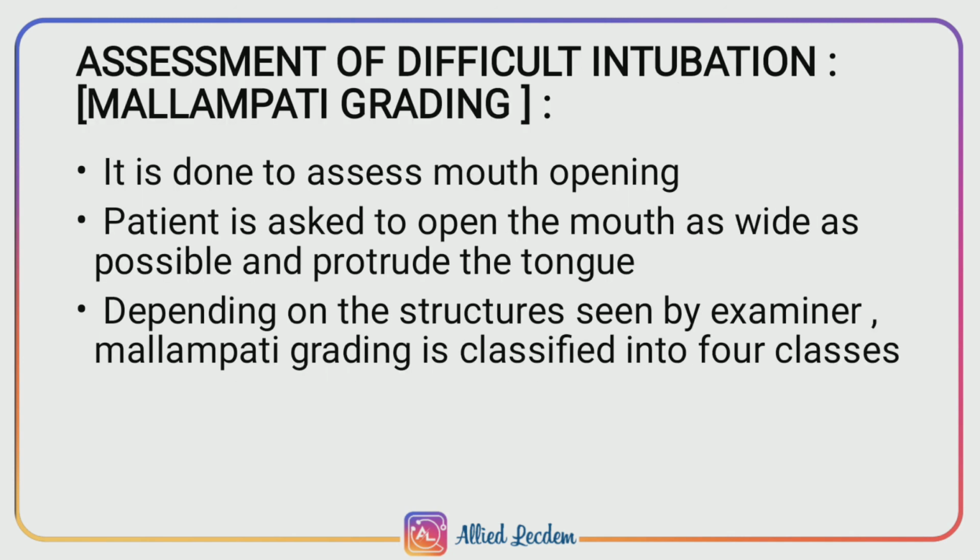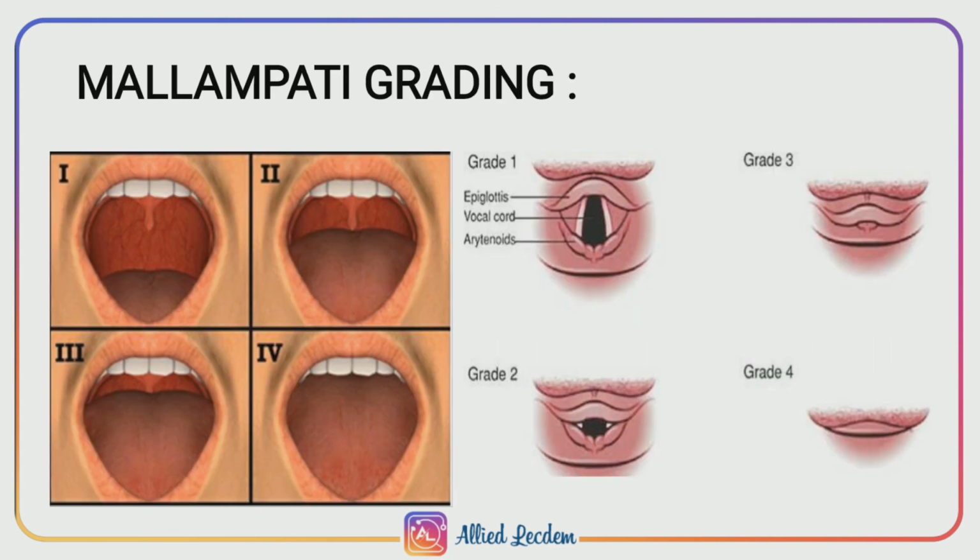Assessment of difficult intubation, Mallampati grading. It is done to assess mouth opening. The patient is asked to open the mouth as wide as possible and protrude the tongue. Depending on the structures seen by the examiner, Mallampati grading is classified into 4 classes. Mallampati grading 1, 2, 3 and 4 is shown here.